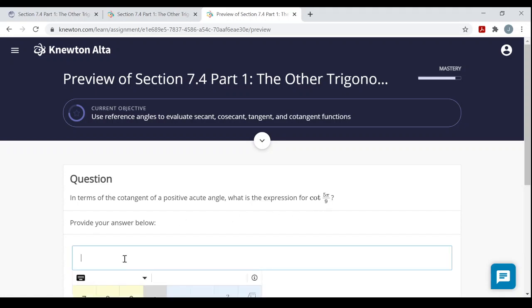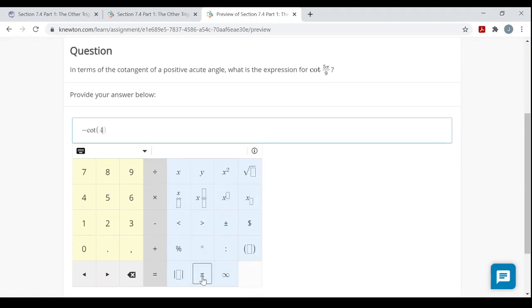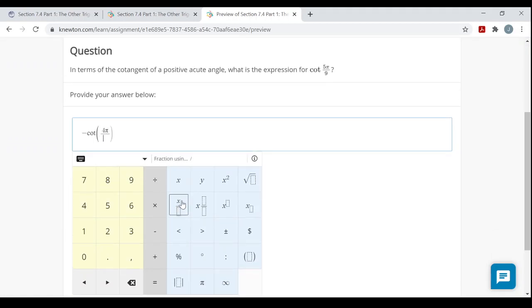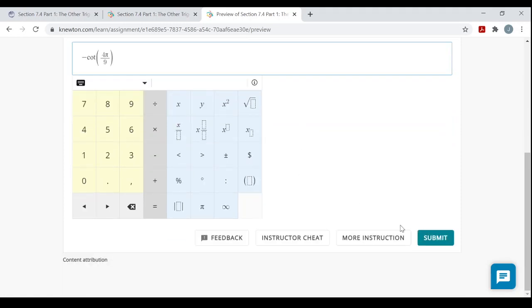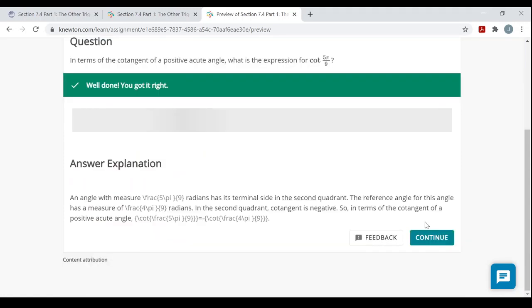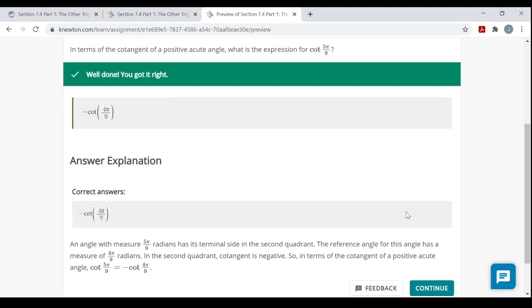So let's do this now. I already told you what it is. Again, after a while, if you do this enough, you'll be able to do what I just did out loud. All right, but I would recommend drawing it still. All right, so it'd be the cotangent of 4 pi over 9, and then negative because this angle 5 pi over 9 is in quadrant 2. All right. And that should be it.